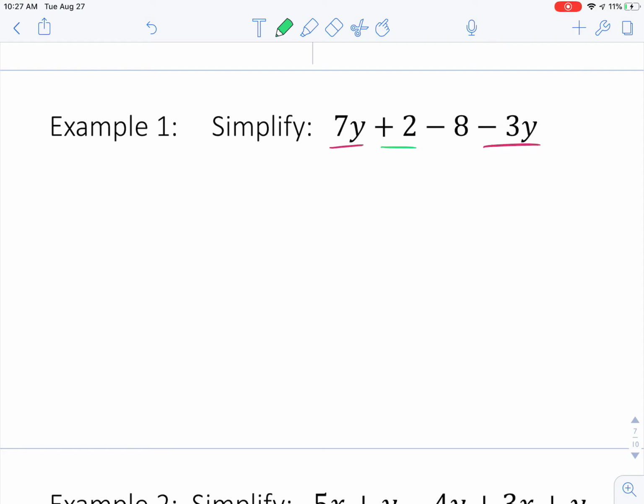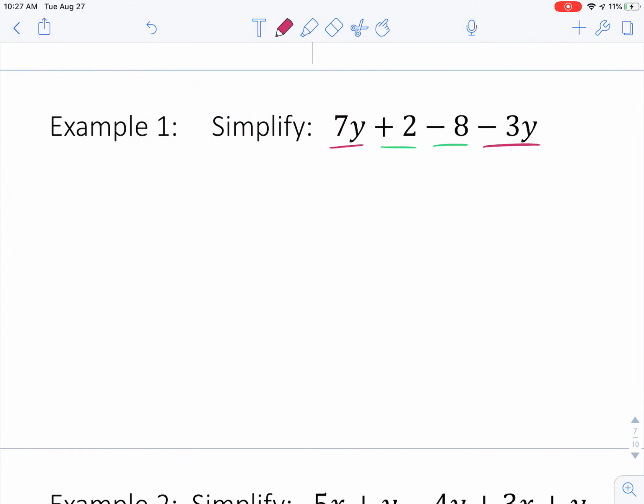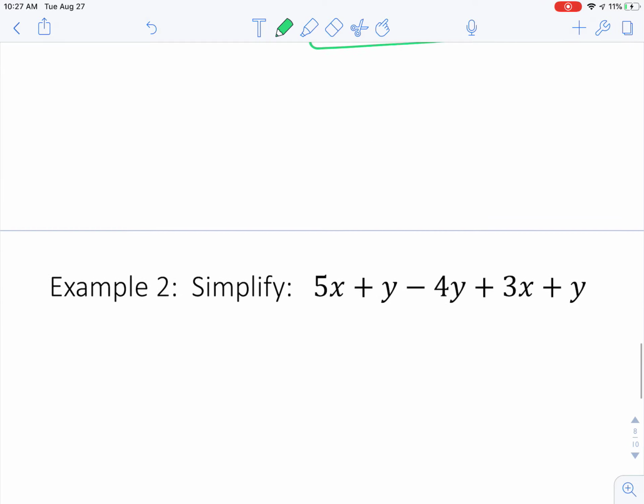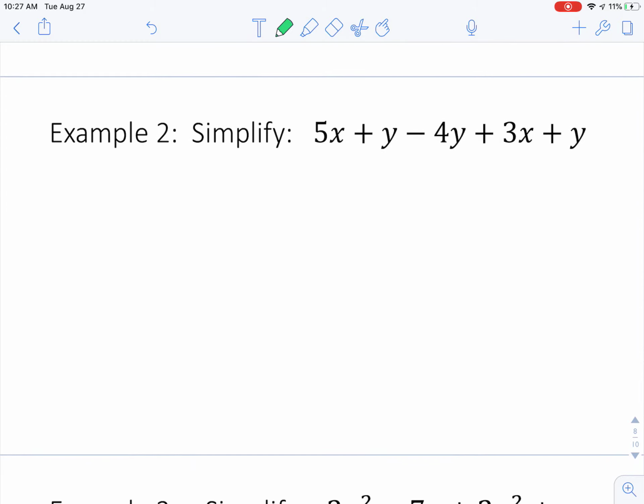Then I have 2 and negative 8. Keep in mind that's a negative. I have 2 and negative 8. Those are like terms because they're both constants. So the 7y and the negative 3y can make a 4y. And then the 2 and the negative 8 can make a negative 6, giving us an answer of 4y minus 6. I can't put the y term together with the constant term, so this problem's over. Go to example 2, pause the video, and try it on your own.